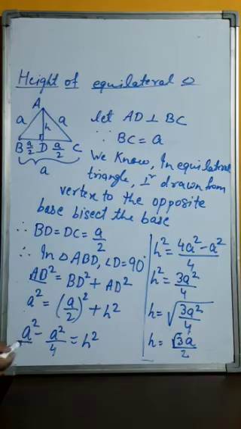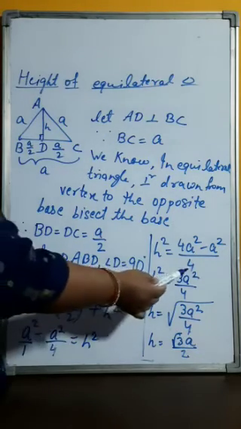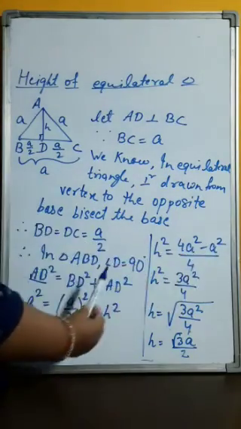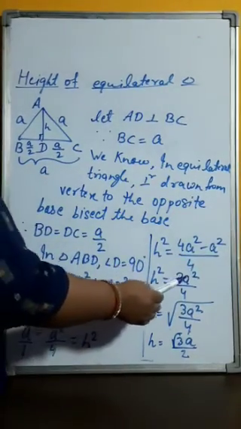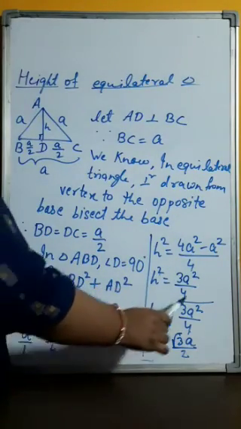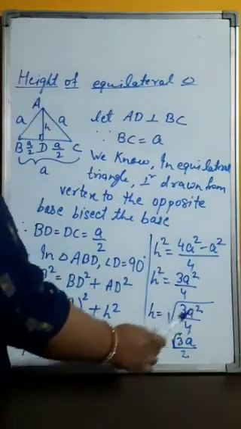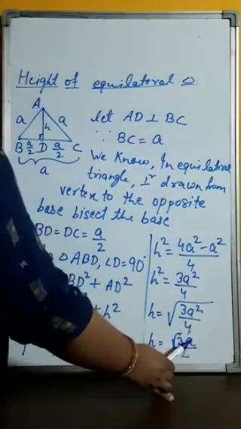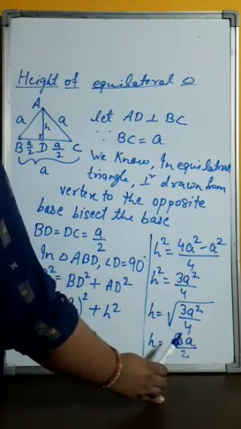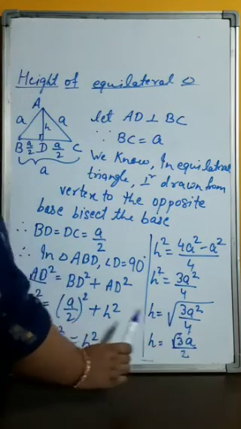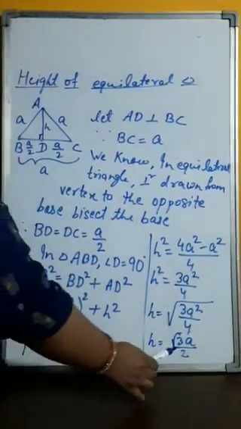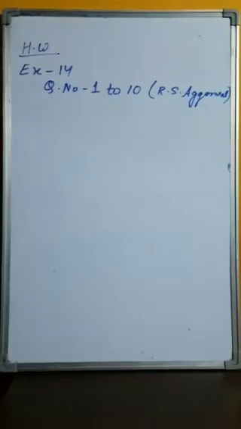Now take the LCM of 1 and 4. We will get 4 in the denominator, and in the numerator we will have 4a square minus a square, which will come to 3a square by 4. When we remove the square from this side we will get the square root of 3a square by 4. This a square will come out as a, and this 4 will come out as 2, and this root will be put on the head of 3. So we got the height of an equilateral triangle as root 3 a by 2.